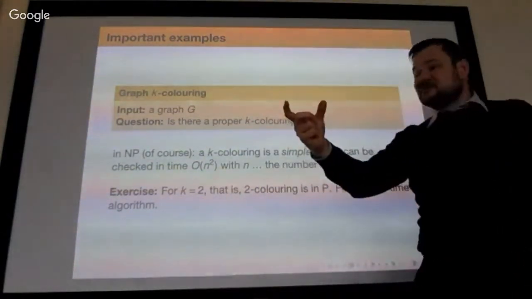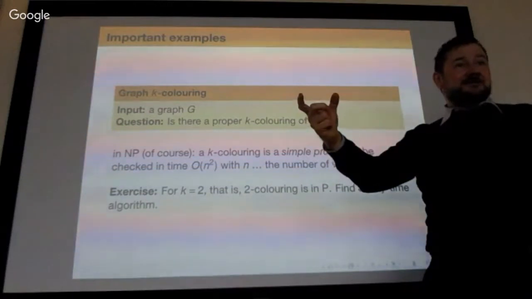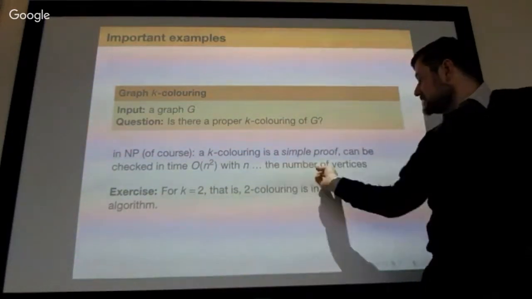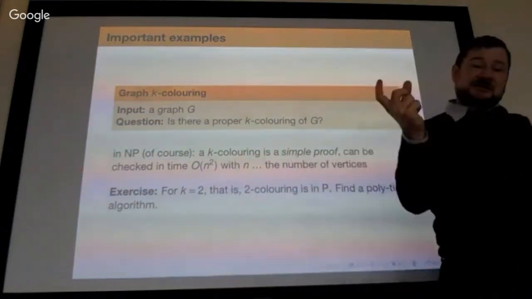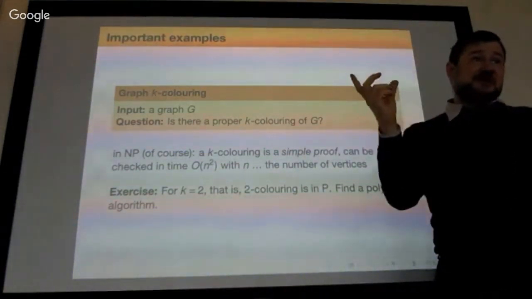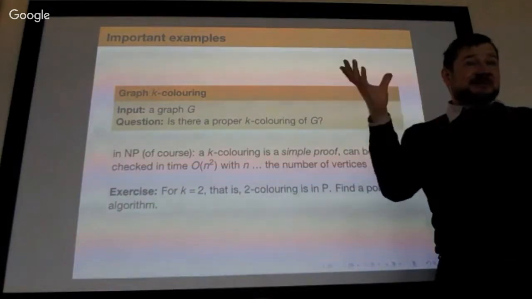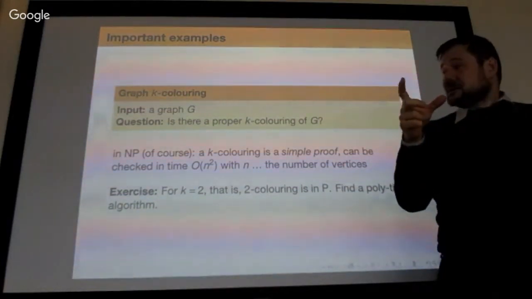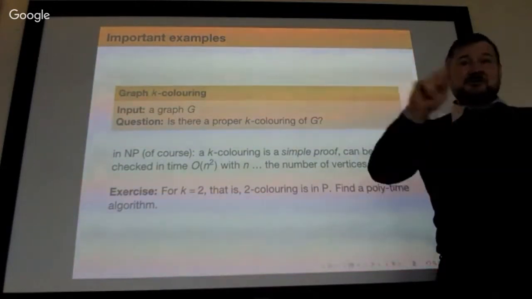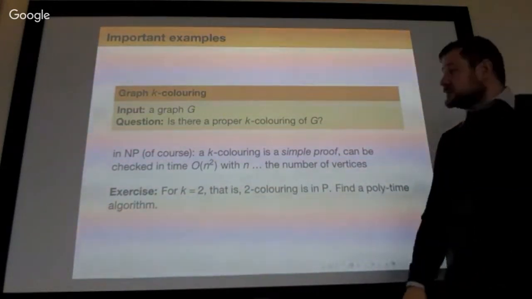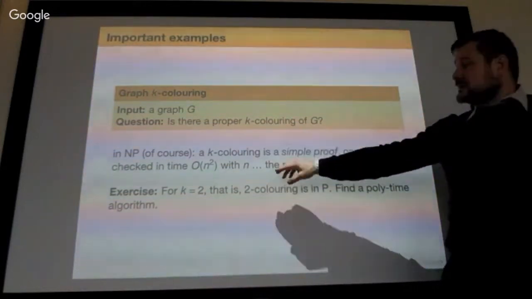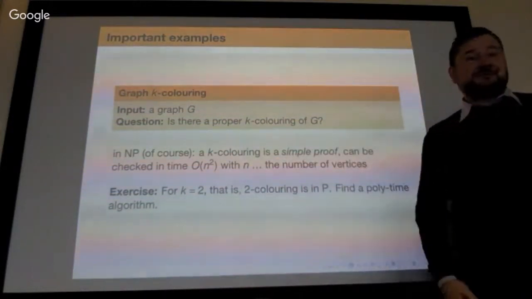You can check it because you look at any pair of vertices, where n is the number of vertices. If there's no edge, they're fine. If there's an edge and they have different colors, they're fine. And if there's an edge and they have the same color, then you say, oh no, that's not it. So you can check whether it is a proper coloring or not quite quickly.